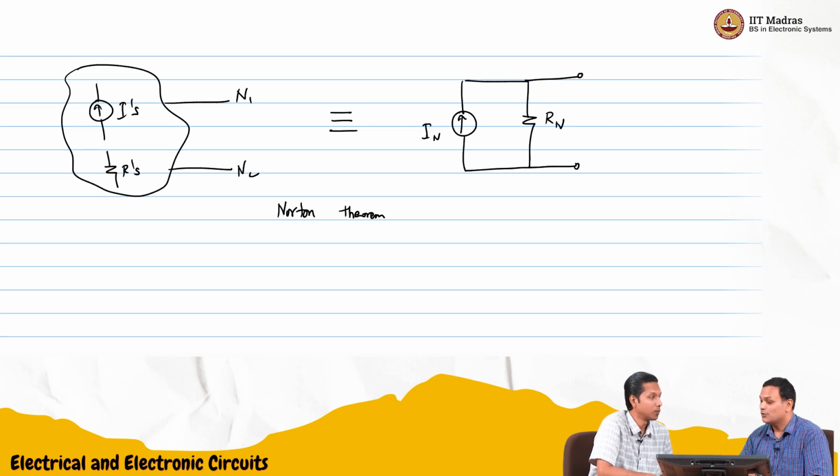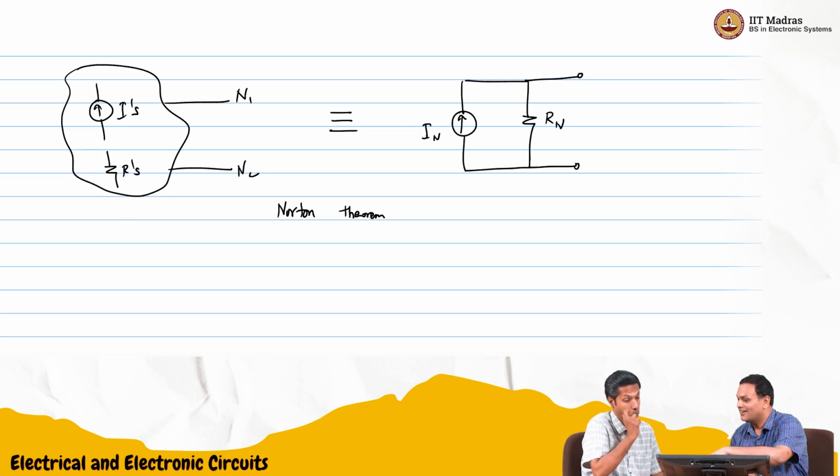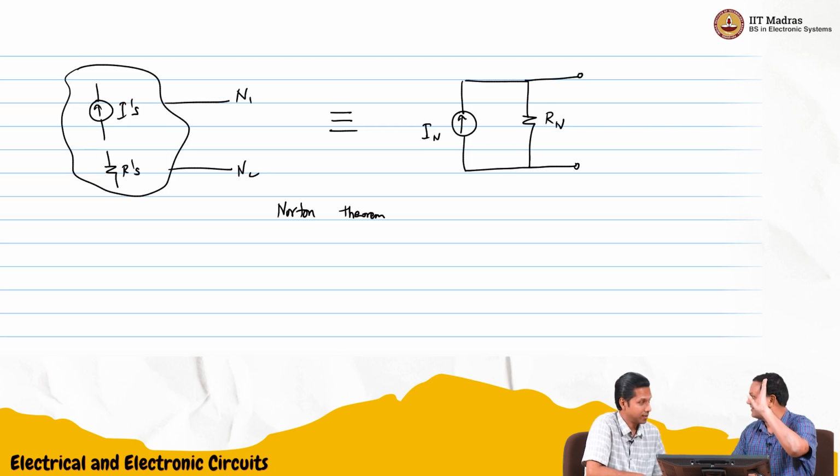Turns out, so you imagine I wanted to find out the effective resistance of the network. I have opened all current sources. I have opened the current source IN here. What you are left with is Rn. That has to be the same as RTH. So the good thing is there is an equivalence between the two. The Thevenin resistance is the same as the Norton resistance.